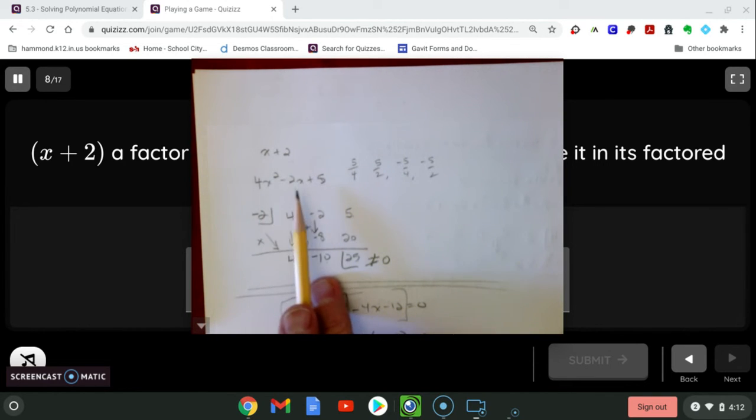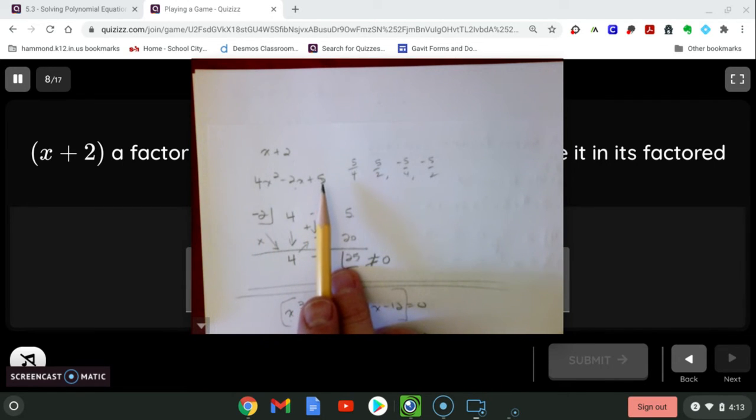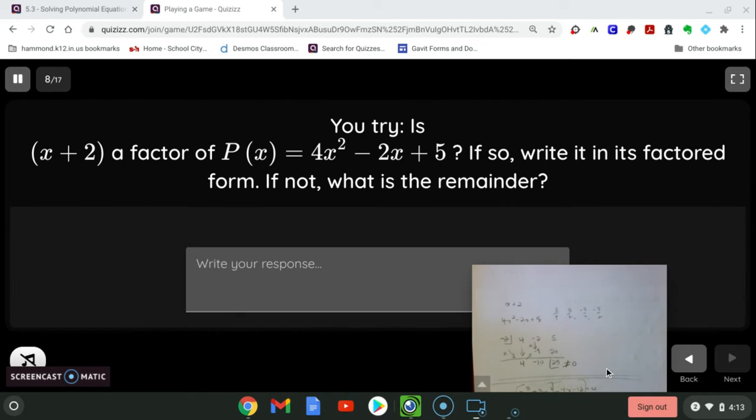Now, if we were to go ahead and try and factor this because it's a quadratic, we would have reached the same conclusion. There is no pair of factors of positive 20 that adds up to negative 2. So no, x plus 2 is not a factor, and the remainder is 25.